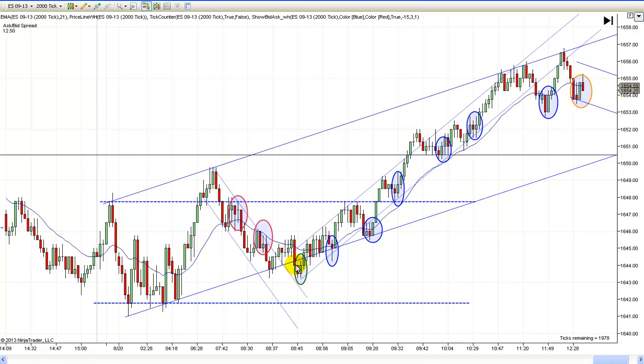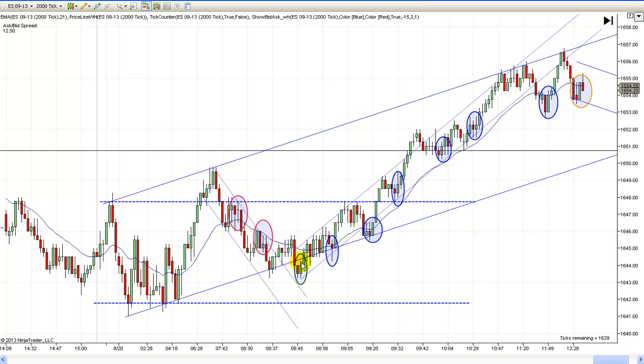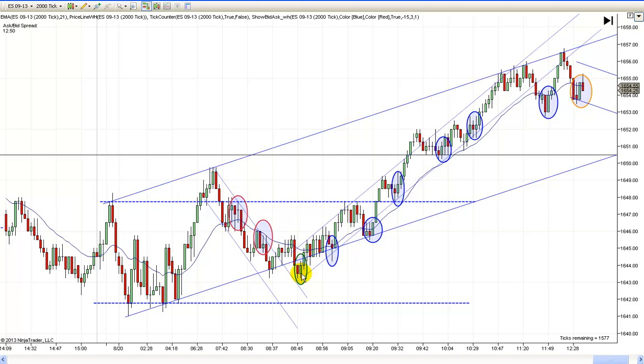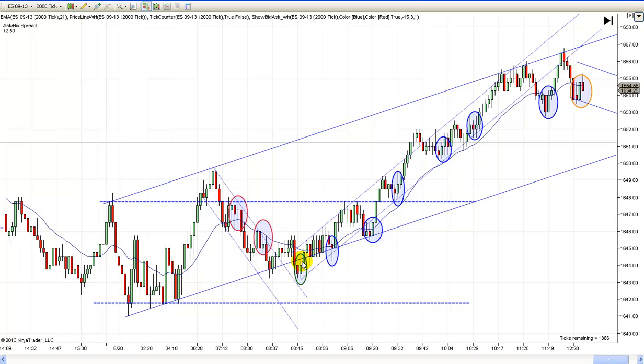And then you get a failed second entry short here. We did break below this line, but generally you got to figure there's going to at least be a retest there. And notice this one, we got a break and a chance for a new low. So this is a little aggressive. There's a double bottom there. There's a higher double bottom than here.